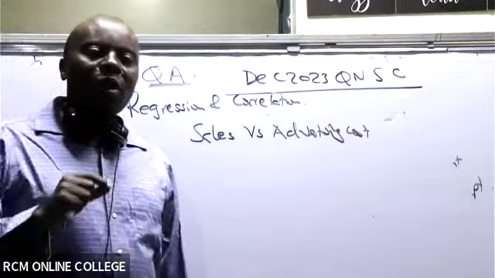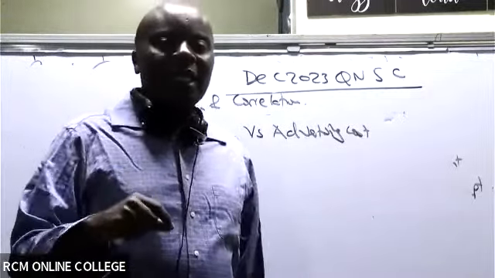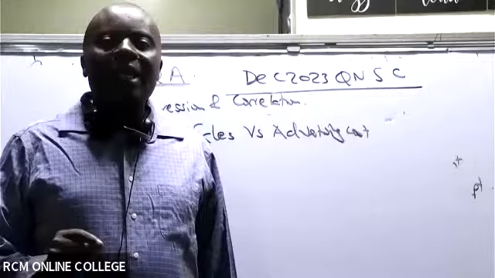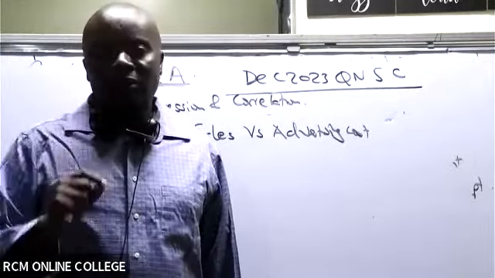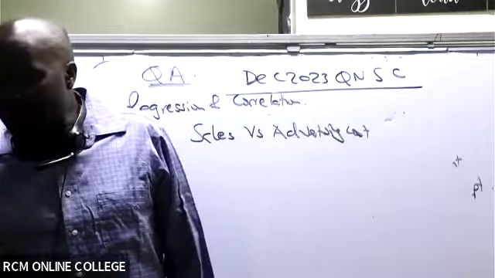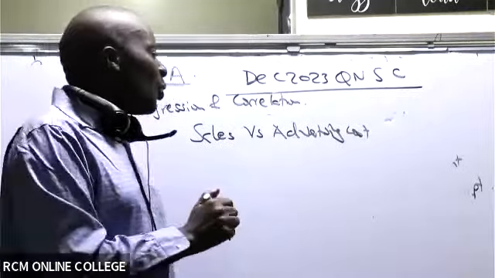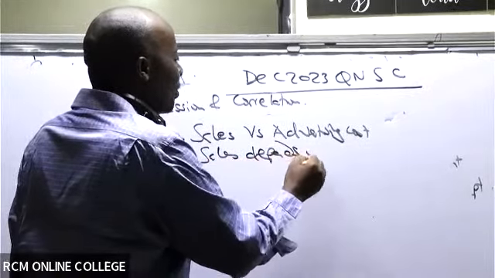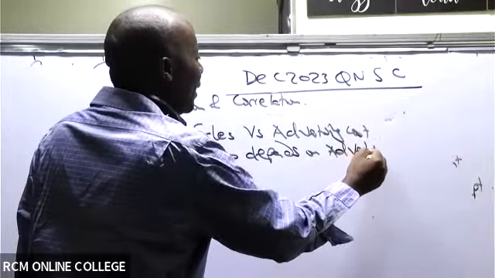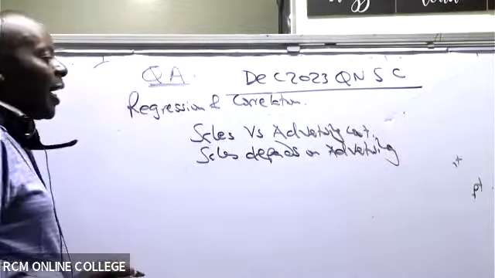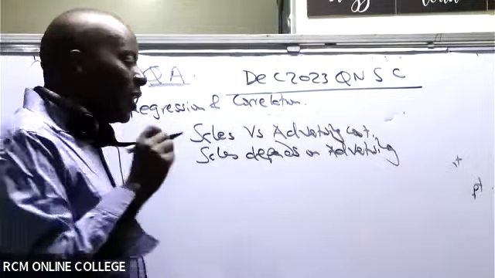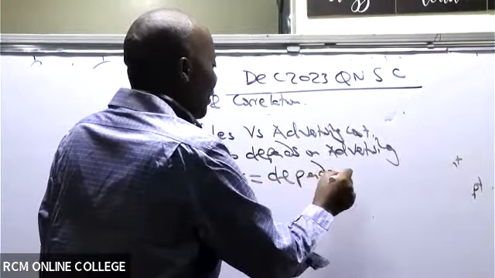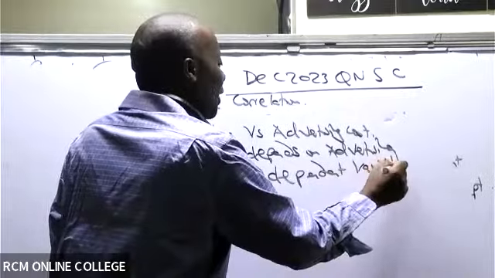Ladies and gentlemen, what I know is, if we are aggressively advertising, like RCM College, the moment you aggressively advertise, then sales will have to grow. Sales depends on advertising. Thank you very much, Sabrina. So sales depends on what here? Advertising. And therefore, sales will be the dependent variable.